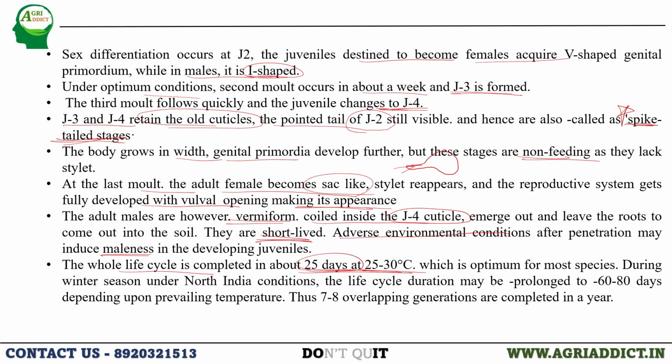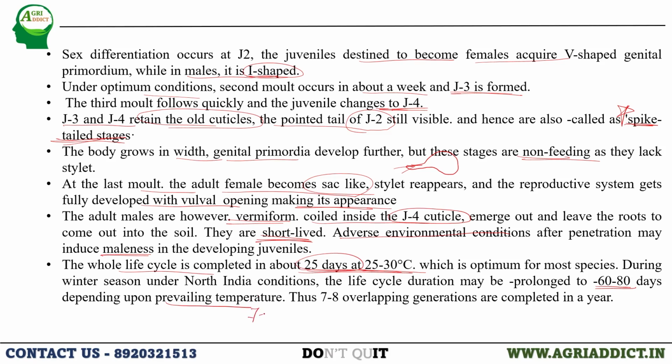But in some cases, like during the winter season, as the temperature is very low, the nematode is not able to cope up with the environmental condition. So it takes longer for the nematode to complete its life cycle. That means the prolongation of life cycle will happen, which may range from 60 to 80 days depending upon the prevailing temperature. Thus, we can tell that 7 to 8 overlapping generations can be completed within a year.